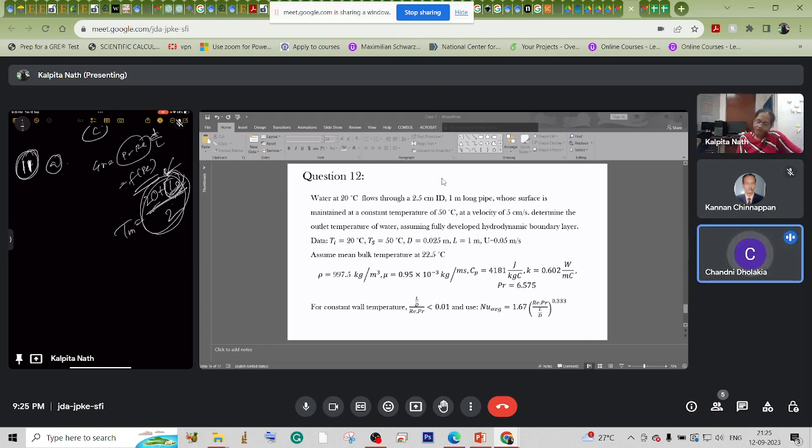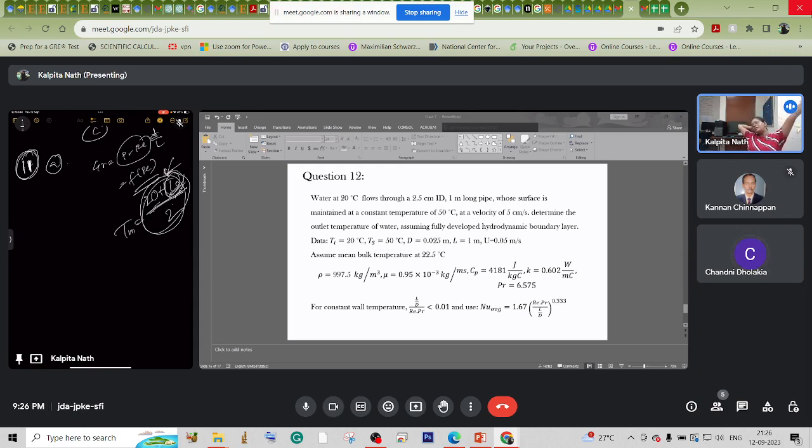Ma'am, actually, I'm stuck in m Cp delta T equal to hA delta T. On the hA side, the area will be the surface area, that is pi d L, because the convective heat transfer will be in the areal direction, right? And when we consider m Cp delta T, at that time the area will be pi d square by 4, that is the cross sectional area.